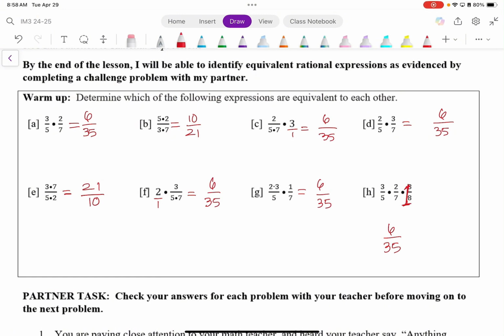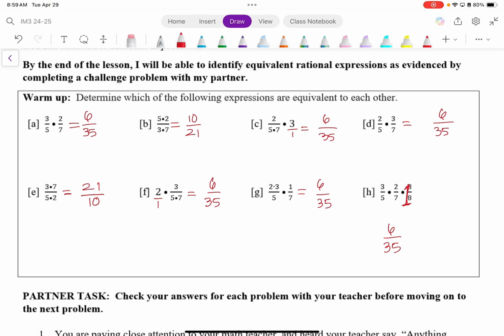That is a core thing of rational expressions, and we're going to be using that to simplify things, right? Now, in today's work, we won't be doing a lot of simplification. That's going to be more for 802. Today, we're just going to be looking at equivalent expressions.